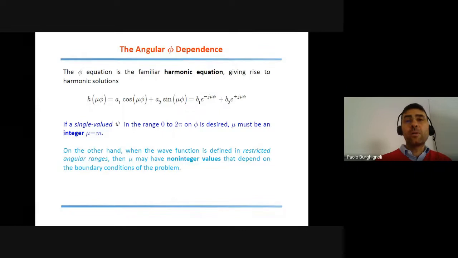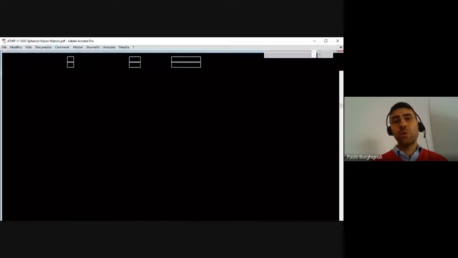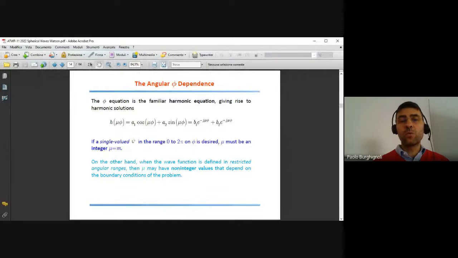Finally, we have the angular phi dependence, and that's the simplest one, since we have the familiar harmonic equation for the dependence, and therefore we have, in general, linear combinations of either trigonometric functions with argument mu times phi, if you prefer a standing wave representation of the dependence, or if you prefer a traveling wave representation, then you may use complex exponentials e to the minus j mu phi or e to the plus j mu phi.